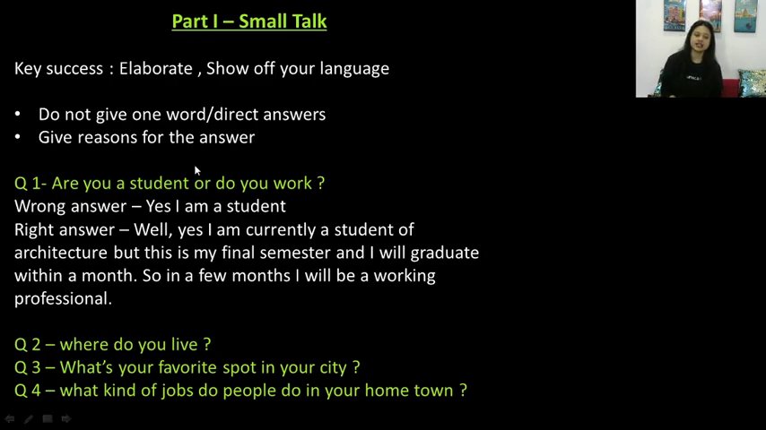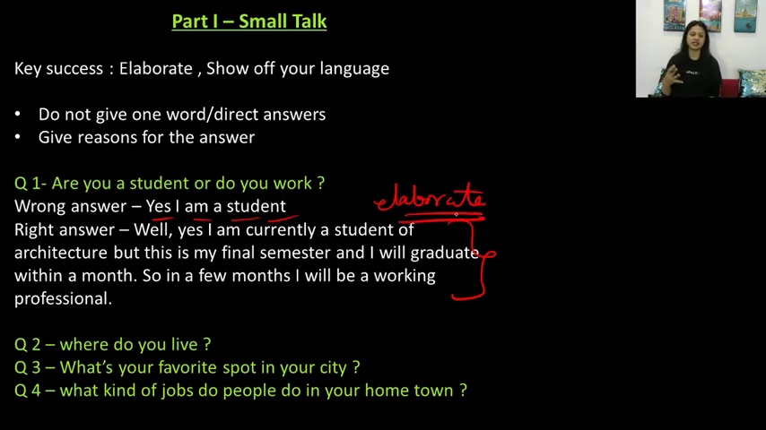Now, this is an example of a part 1 question. What do you not have to do? Don't give a yes or no one sentence answer. Give a long answer. You have to elaborate. You have to create more and more content in your answer.